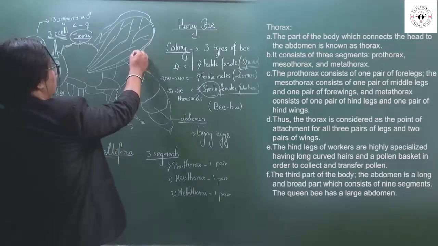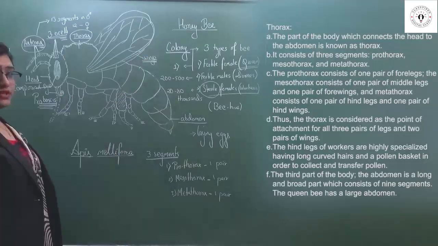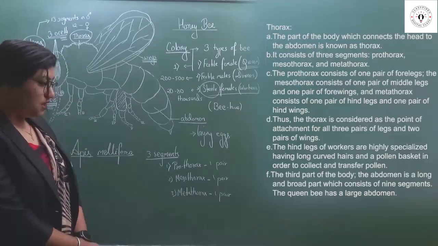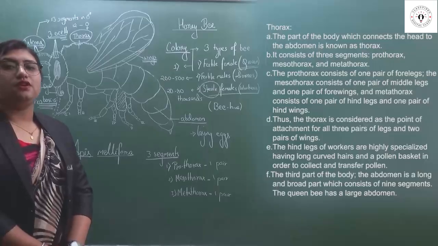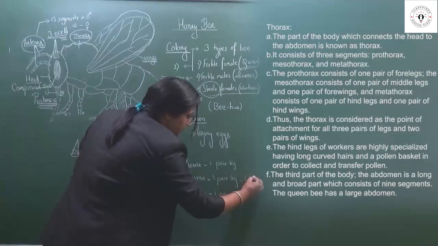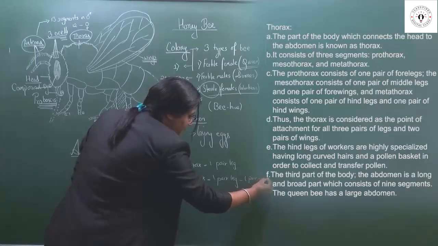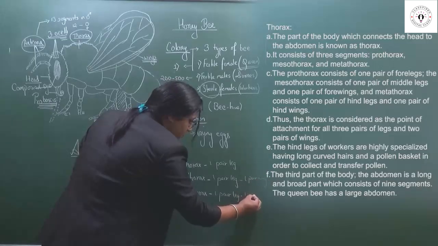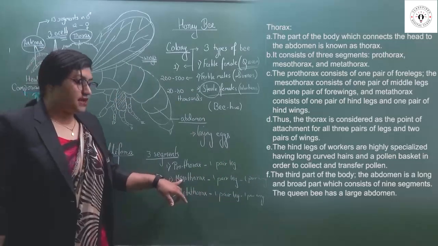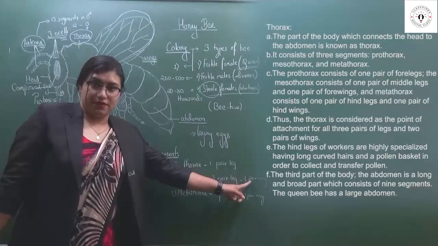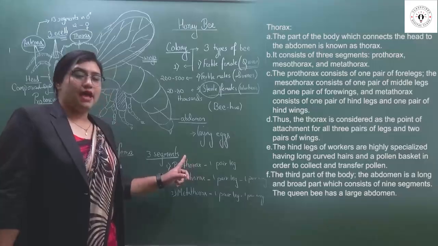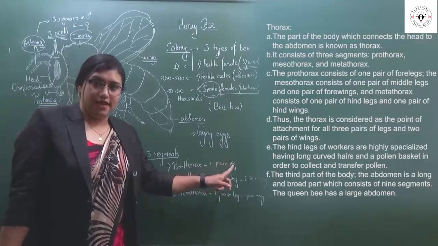Next, the wings. The honeybee also has 2 pairs of wings, out of which the foremost forewing is present in the mesothorax, 1 pair of wings, and the next pair of wings from the next side. So here again, mesothorax consists of 1 pair of legs and 1 pair of wings, whereas metathorax consists of 1 pair of legs and 1 pair of wings, and prothorax consists of 1 pair of legs only.